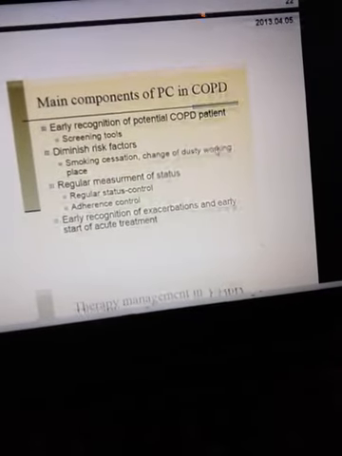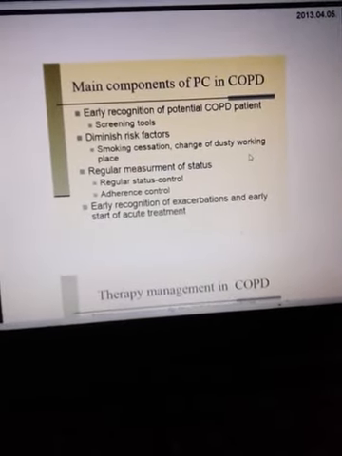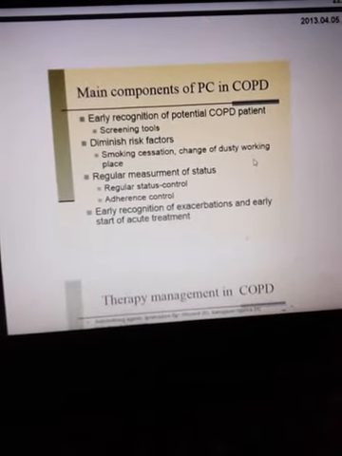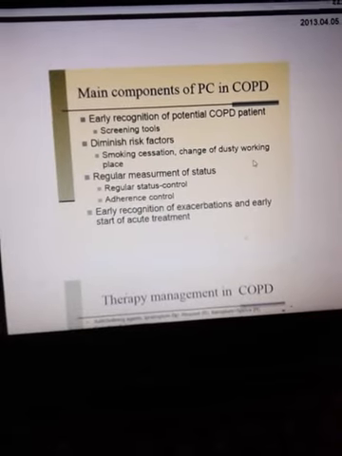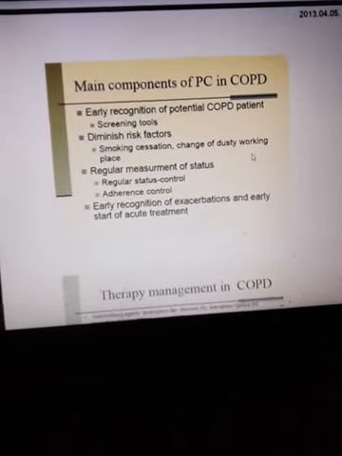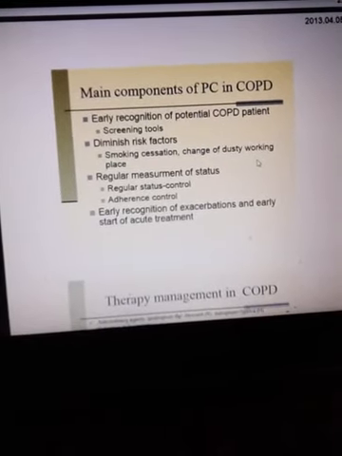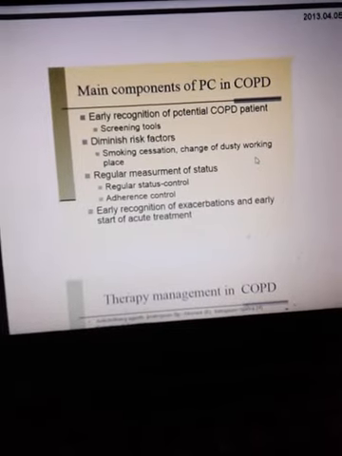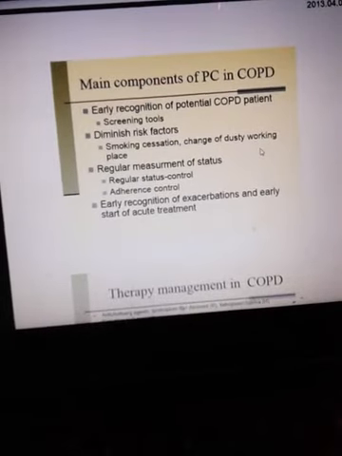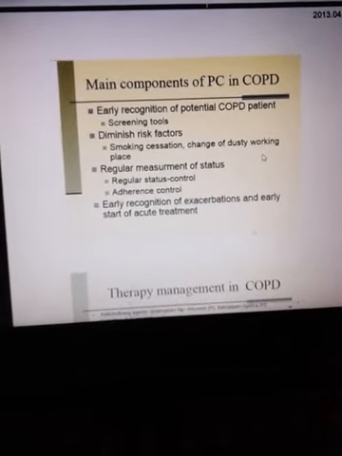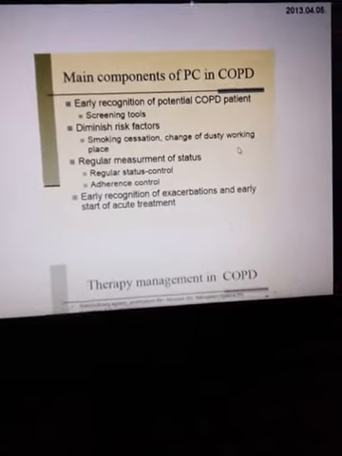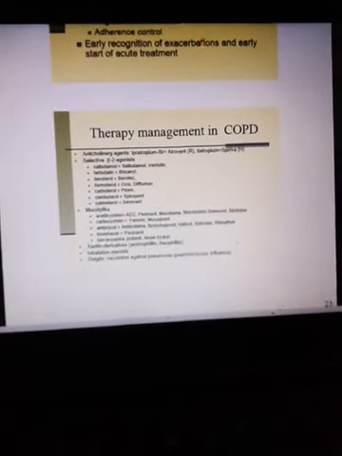Main components of pharmaceutical care in COPD: early recognition of potential COPD patients, screening tools, diminishing risk factors, smoking cessation, change of dusty working place. محل کارش رو عوض کنه، دیگه سیگار نکشه. Regular measurements, measurement of status, regular status control, adherence control. Early recognition of exacerbation and early start of acute treatment is a job of pharmaceutical care, a role of the pharmacist, okay? Therapy management in COPD.